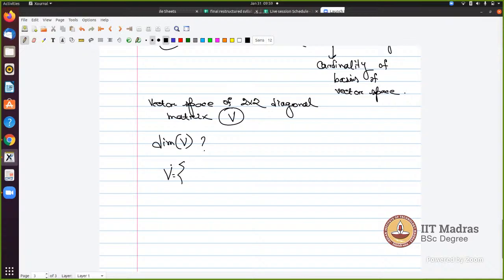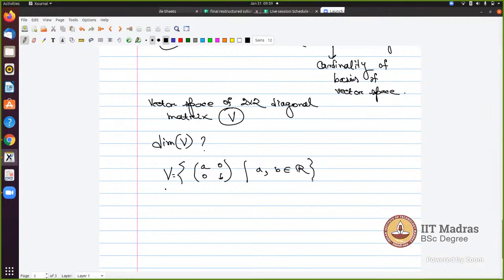Yes. So, can you tell me how it looks like? 1001. No, I mean in general. a 0 0 b, where a, b are in R. Correct? So all such matrices will be in the vector space.